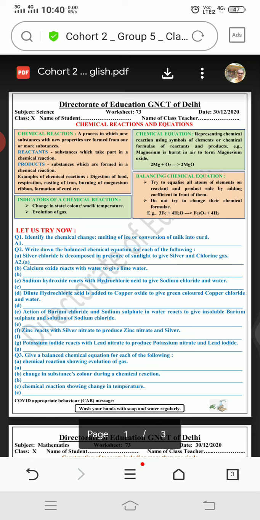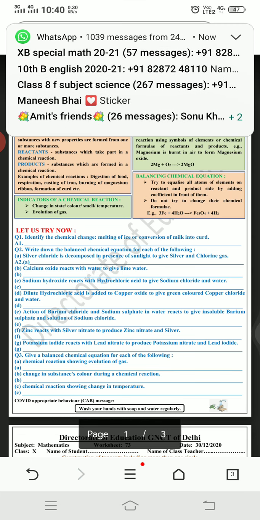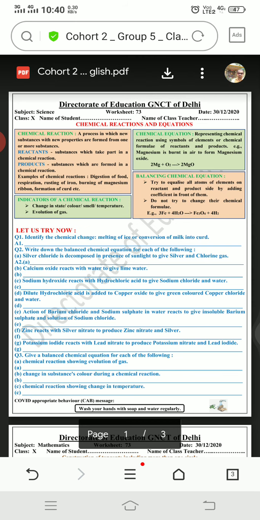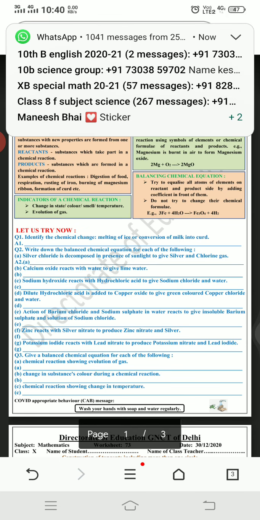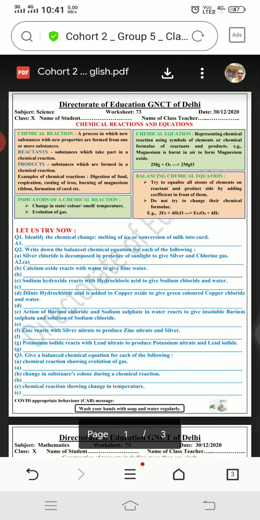Now comes the third question. Give a balanced chemical equation for each of the following. Chemical reaction showing evolution of a gas. Any reaction which evolves a gas, you have to write. You will have an example in this worksheet also, like Fe reacting with water to give ferric oxide and hydrogen. So hydrogen gas is evolving in this.